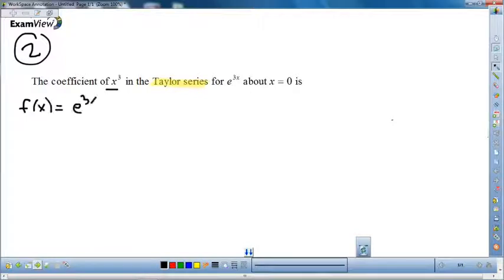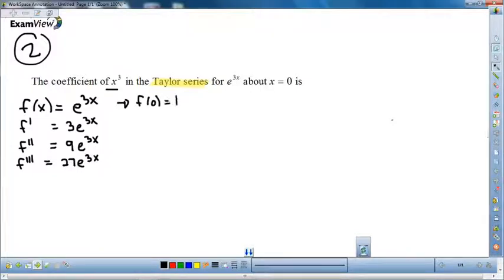So f of x equals e to the 3x. So the derivative is going to be 3e to the 3x. The second derivative is going to be 9e to the 3x. And the third derivative is 27e to the 3x. So if we substitute 0, we get 1. For the first derivative we get 3. The second derivative we get 9. And the third derivative we get 27.